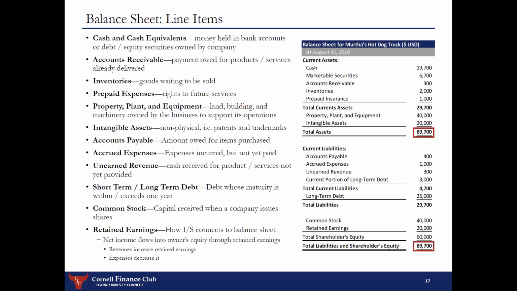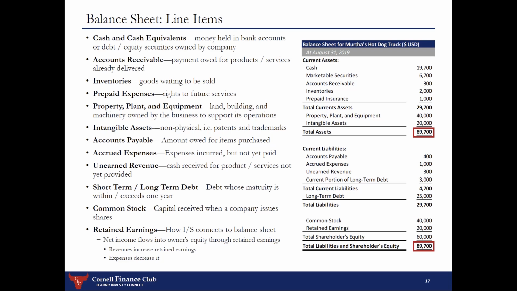So major balance sheet line items. So first, cash and cash equivalents. So this is your cash held in bank accounts, or this could be securities that are owned by the company. So sometimes, if you hold a government bond that matures in 30 years, that is still considered a cash equivalent because you can easily sell the bond for cash really quickly.